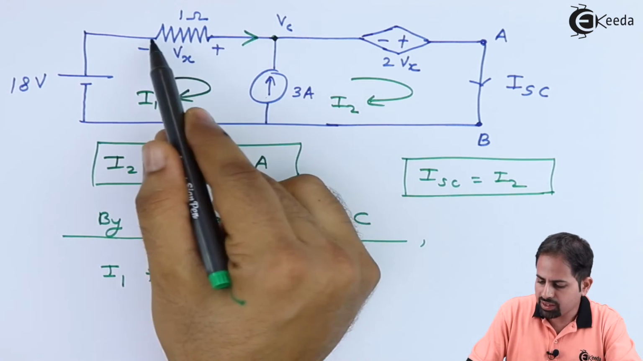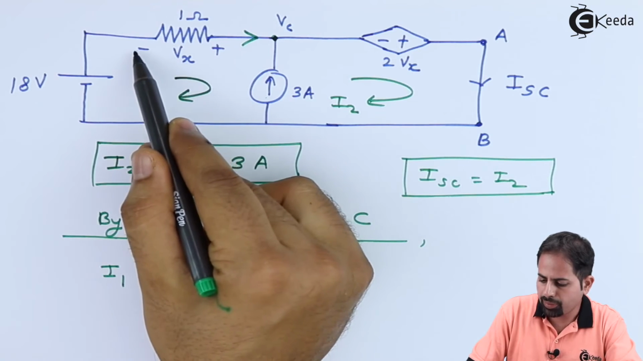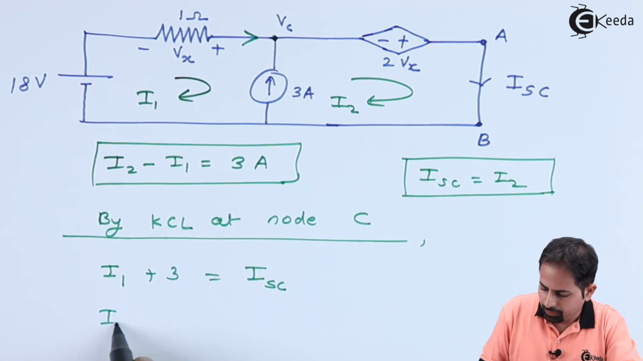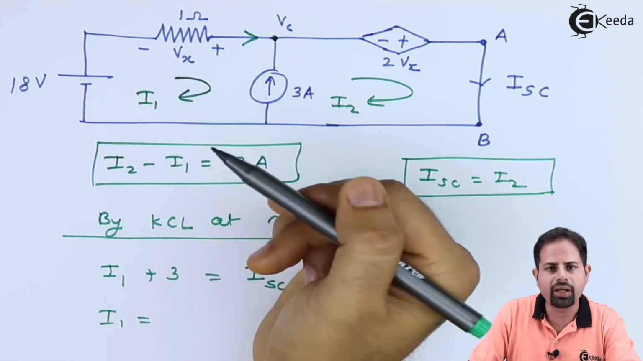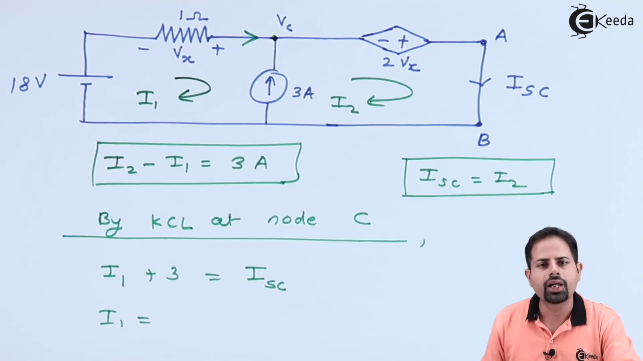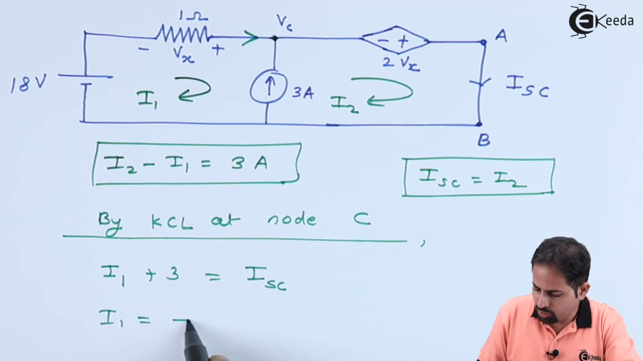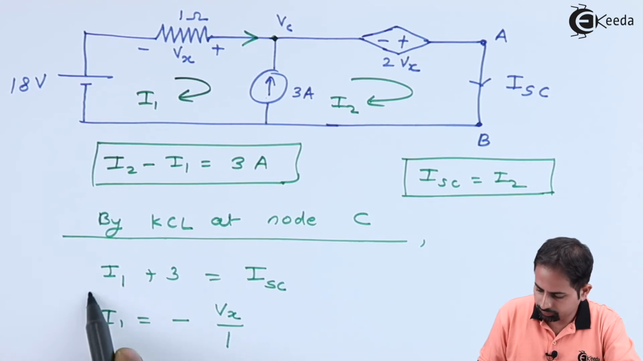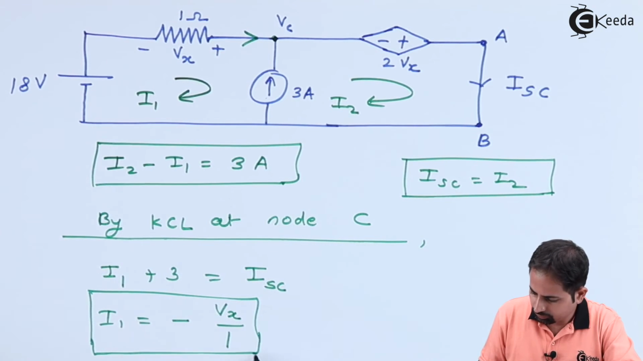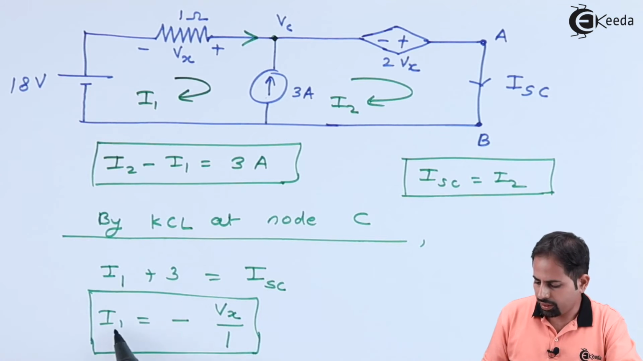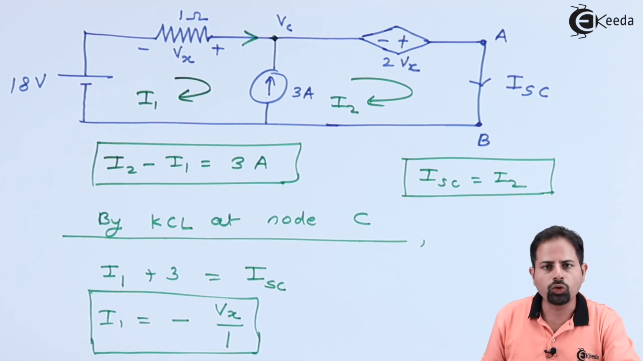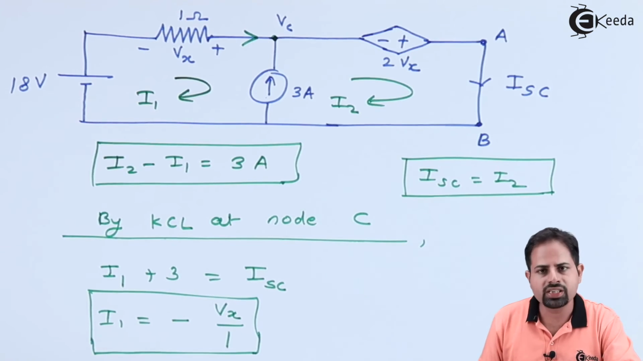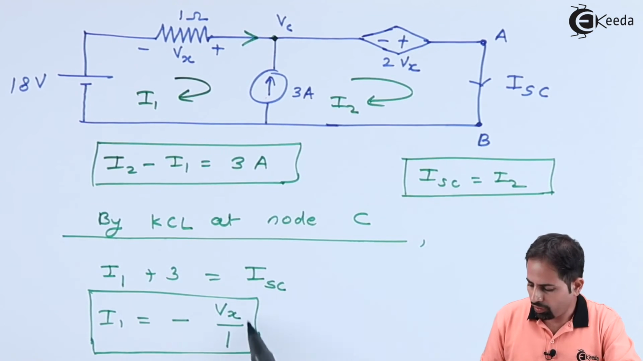Very easily you can see I1 is the current passing through this resistor, but see the terminal, it is passing from negative to positive terminal. So this current I1 will be voltage divided by resistance with a minus sign, because it is entering from the negative terminal. So it is going to be minus of Vx divided by 1. So we can substitute this value here, but we don't know what is Vx. We have calculated Vx, but that is for Vth. This we are doing by Norton's theorem, or ISC. So we have to find Vx first.